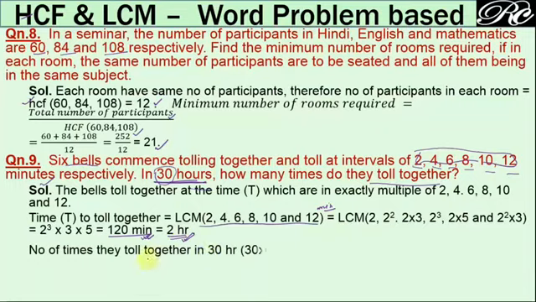Therefore, the number of times they toll together in 30 hours is 30 hours by 2 hours, because after every 2 hours they are tolling together. So it is coming as 15.